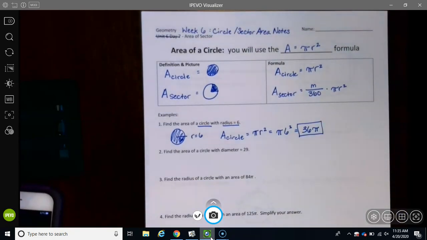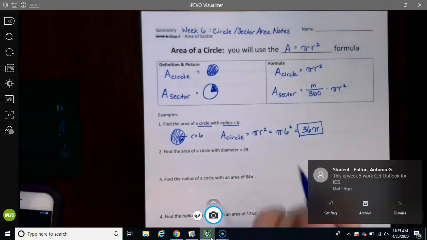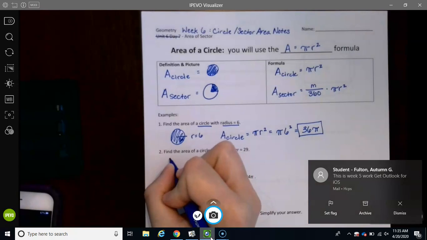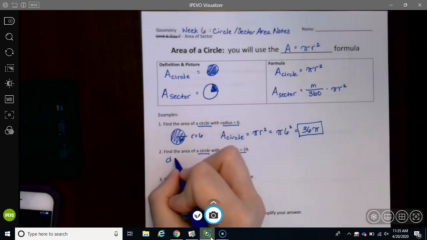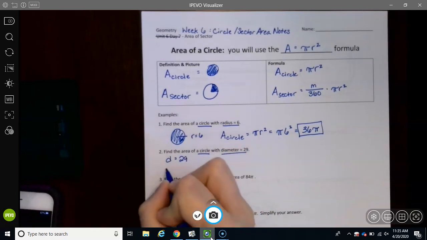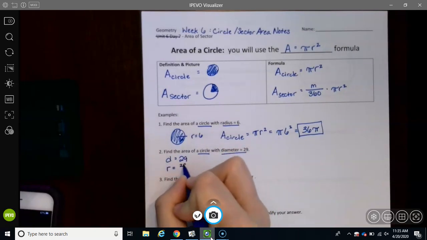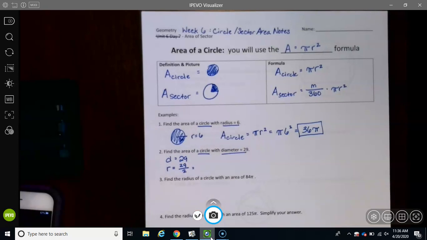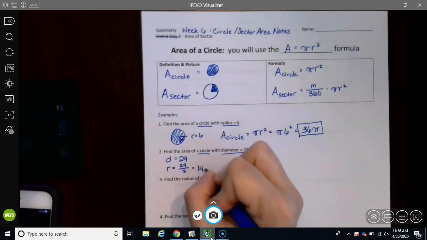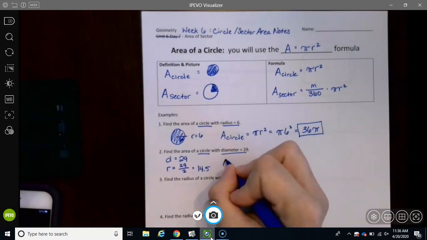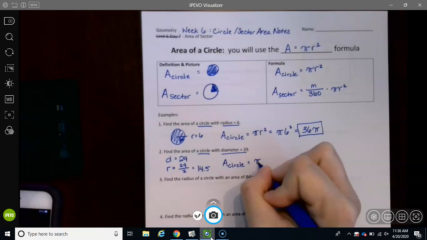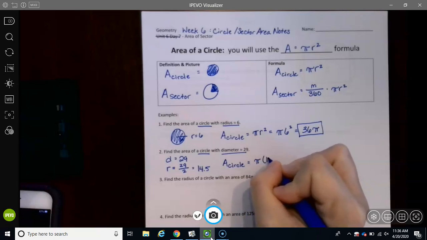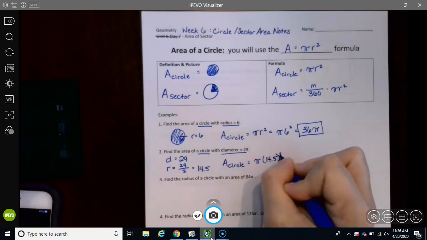Next, they want you to find the area of a circle with a diameter of 29. So again we're doing the whole circle. This time they gave the diameter. If the diameter is 29, then the radius is half of that. So 29 divided by 2, which gives me 14.5. So the area of that circle equals pi times 14.5 squared.